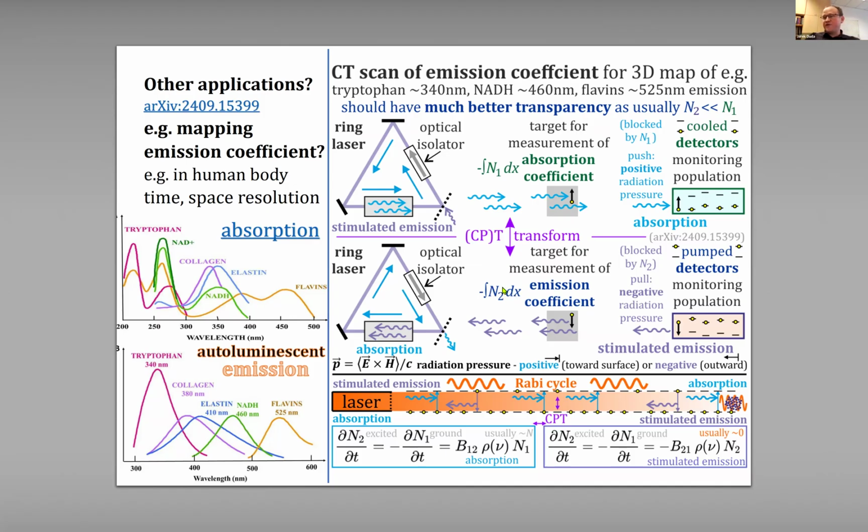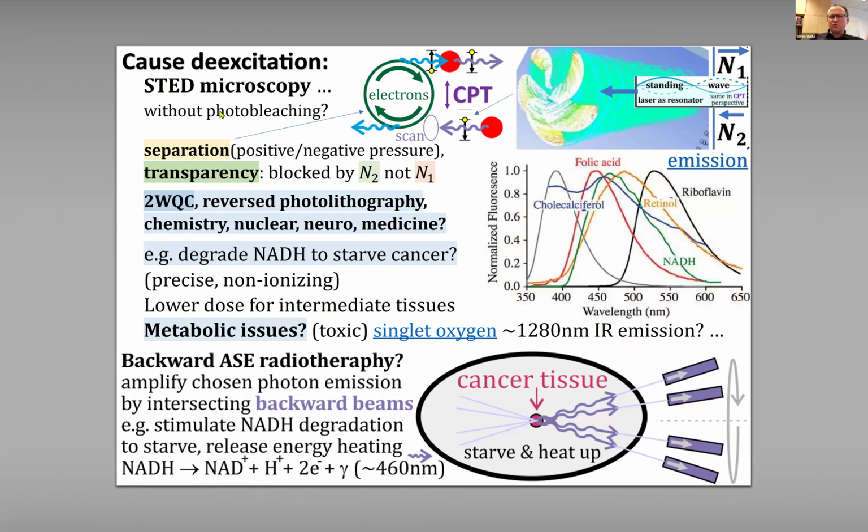So it would be much safer, non-ionizing radiation, and also multispectral, because there are many molecules which are excited by chemistry. They are called autoluminescent molecules. So we could make multicolor 3D maps of these molecules, of various molecules, and so this is very promising for new medical scanners. A related application could be causing the excitation. Like in a two-way quantum computer, one laser causes excitation, the second causes de-excitation, and the opposite in the CPT perspective. So like here, standard synchrotron radiation causes excitation, but there should also be this CPT analog which causes de-excitation.